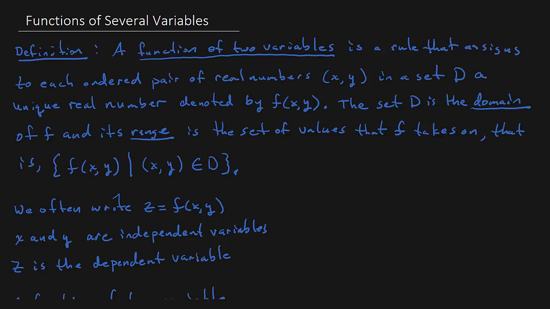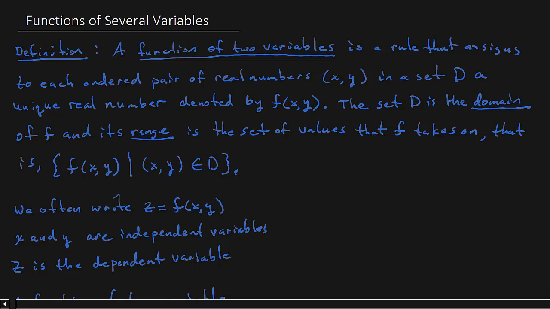The definition: a function of two variables is a rule that assigns to each ordered pair of real numbers (x, y) in a set D a unique real number denoted by f of x, y. The set D is the domain of f, and its range is the set of values that f takes on.